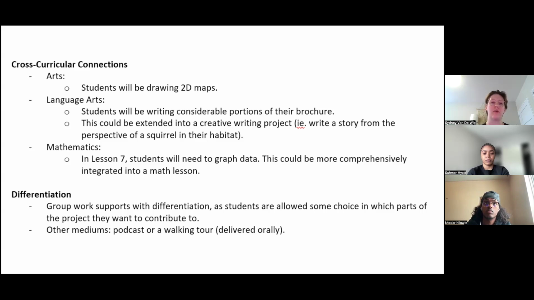differentiation, group work, I think supports the differentiation as students are allowed some choice in which parts of the project they want to contribute to. But there's also a great opportunity to incorporate other mediums if the writing portion feels too much for students, or perhaps they just want to be creative. So instead of doing a brochure, for example, they could do a podcast or a walking tour delivered orally, or even I thought a video tour with a voiceover would be really cool.